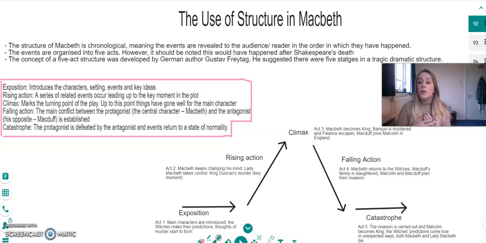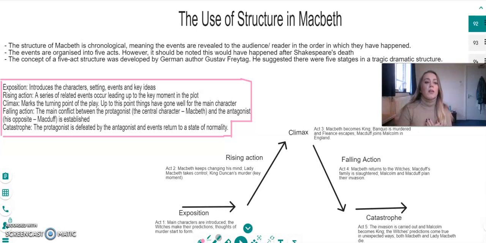And it should be noted that this actually would have probably happened after William Shakespeare's death. He might not have written it this way, but rather after his death, when his work was edited and brought together, that would probably be when the events were organized into 5 separate acts, with sort of breaks in between them. And these acts obviously contain individual scenes within them.